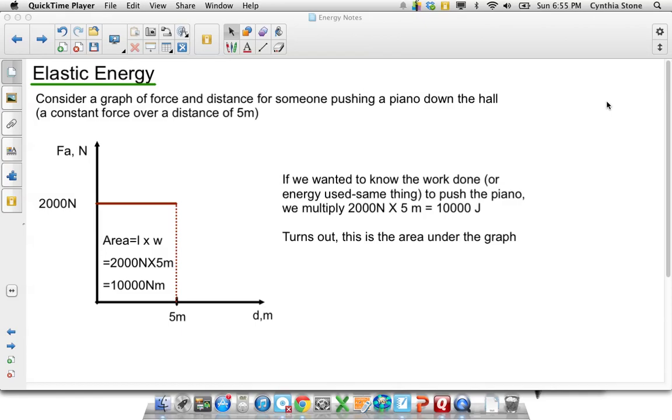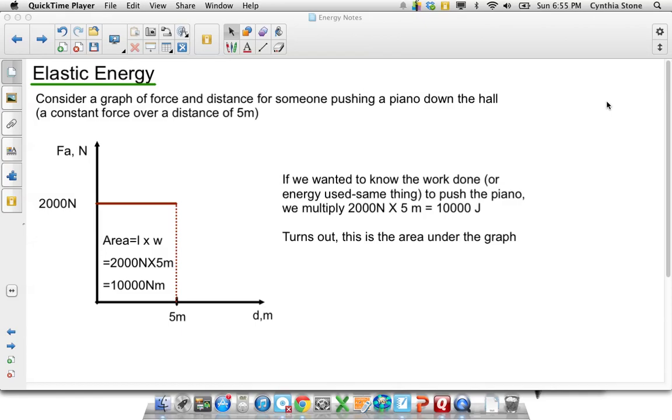Type of energy called elastic energy, and of course this is the energy of, well, simply an elastic band, right? You stretch an elastic band, there's energy in that band, right? And once you release that band, the thing goes flying, right? So that would be an example of elastic energy.